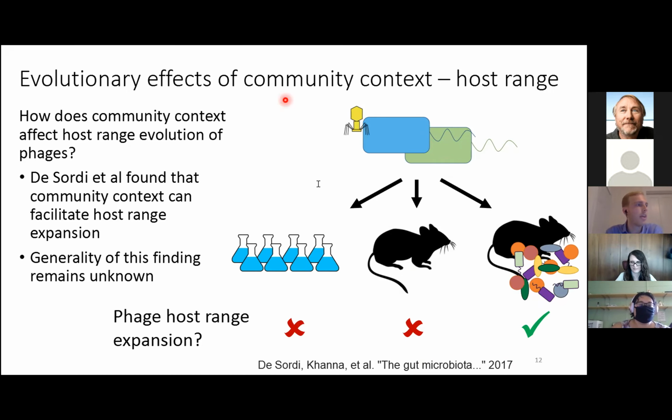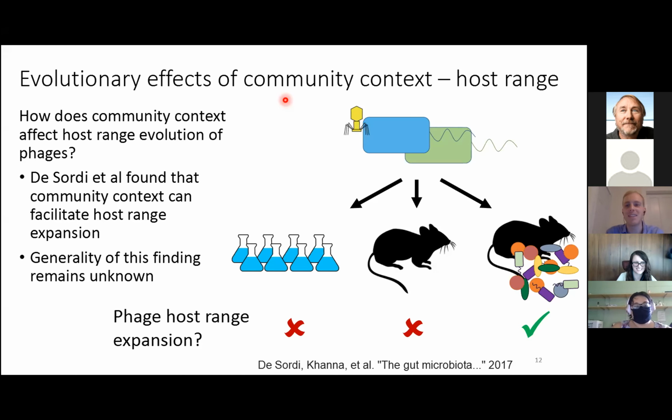Pull up the chat here. Let's see. Ben has a question in the chat. The Desordi et al. result was very interesting. Is there evidence that host range shifts in the phage occurred to some of the native microbiome? Yes, so exactly the same question. Yes, the native microbiome served as a really nice stepping stone, as they showed. And I'd encourage you to check out that paper because it's really cool.